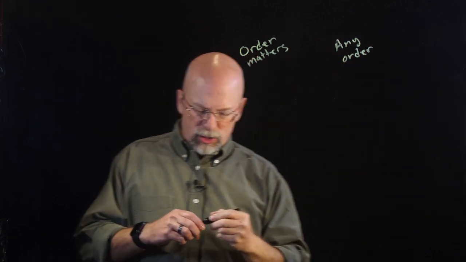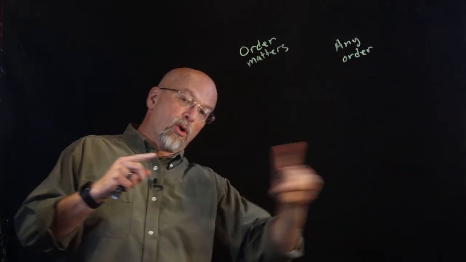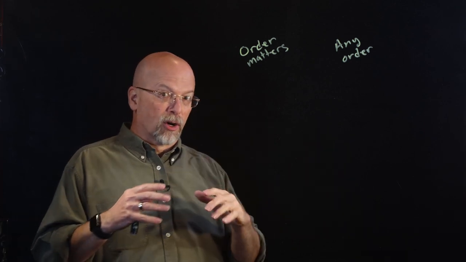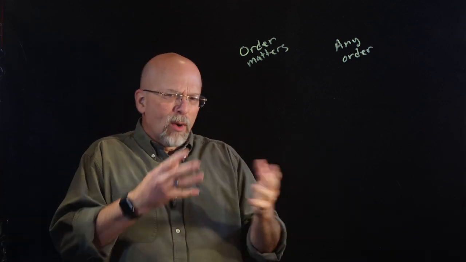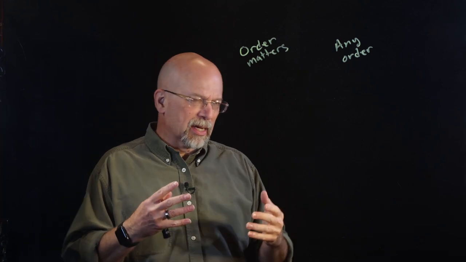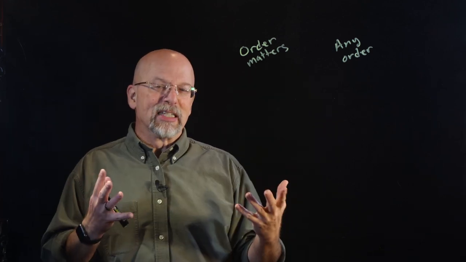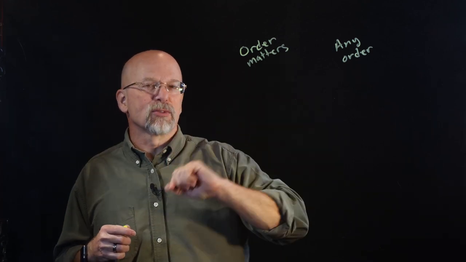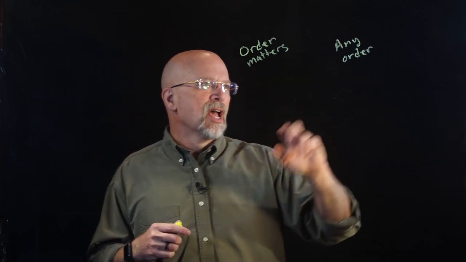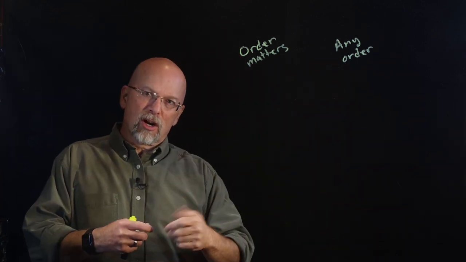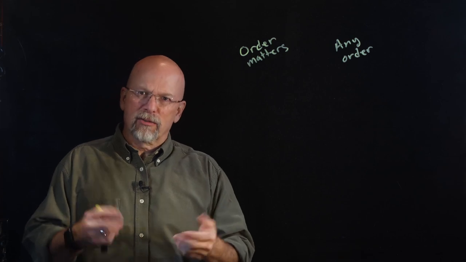Now, how are we going to distinguish this? Well, license plates. The order in which those characters and numbers occur matters. If you rearrange the numbers, rearrange the characters, you're going to get a very different license plate, right? So license plates, order matters. But let's talk about cards. Let's talk about dealing a regular hand of cards.